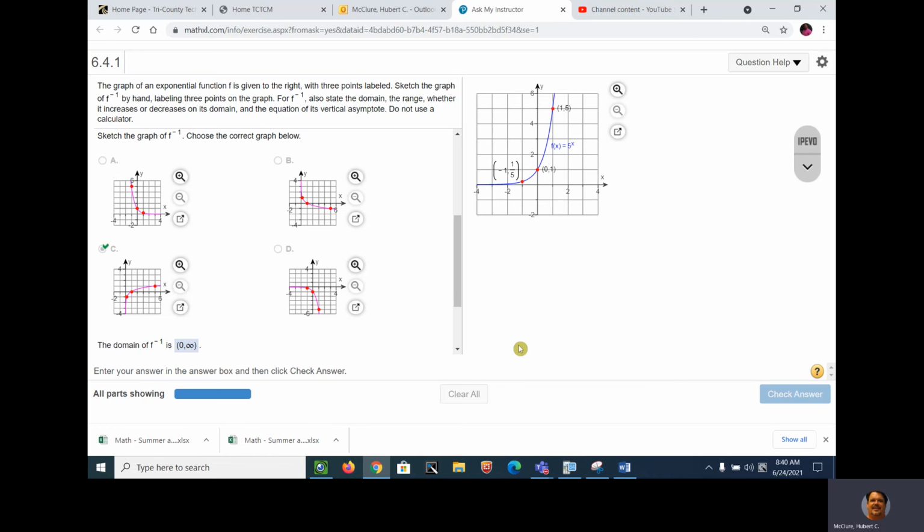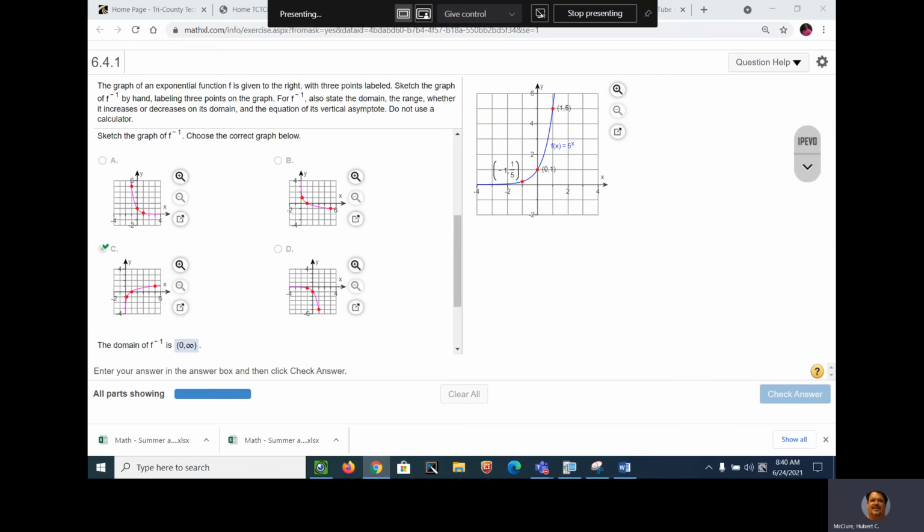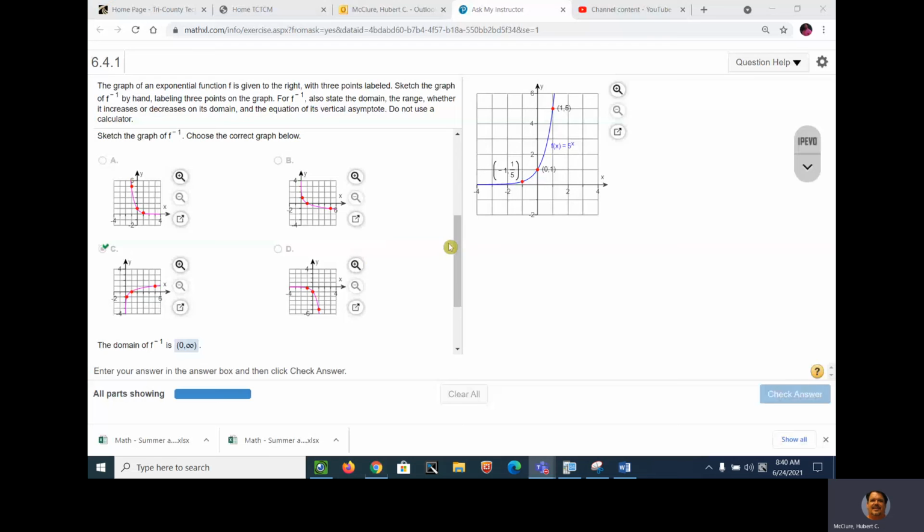And let me go ahead and, okay, something just went crazy with my computer. Once in a while something goes crazy with my computer.